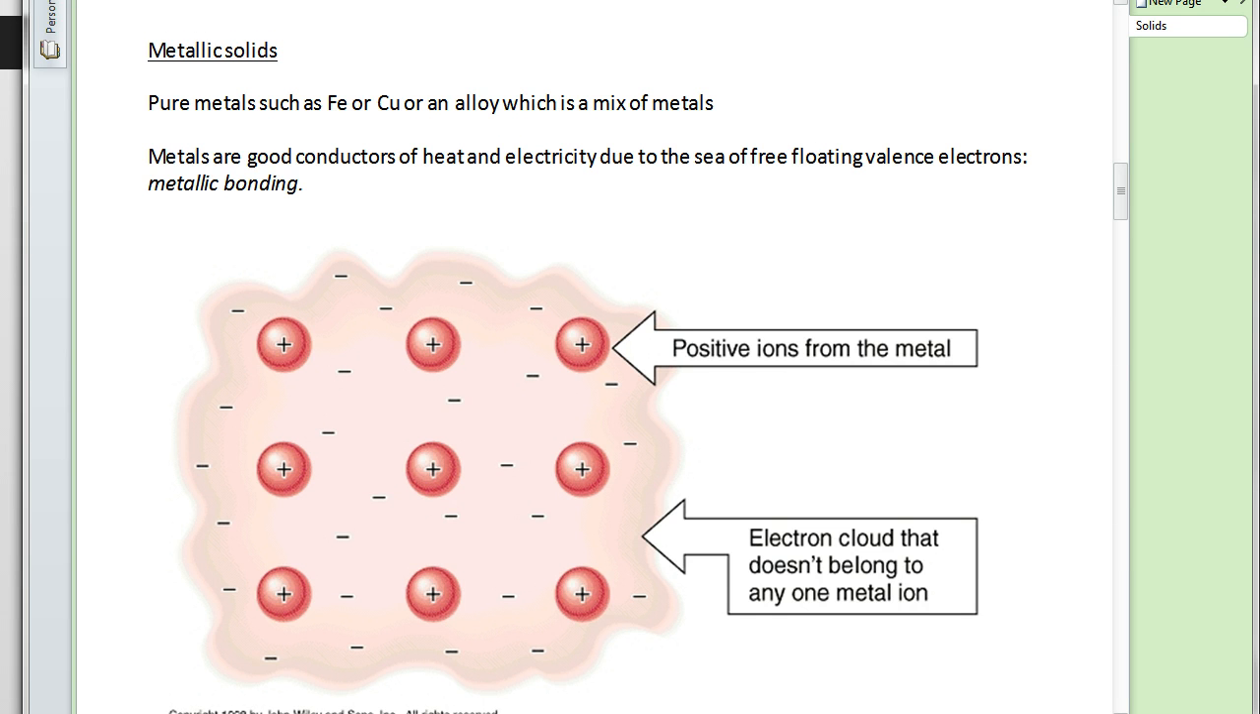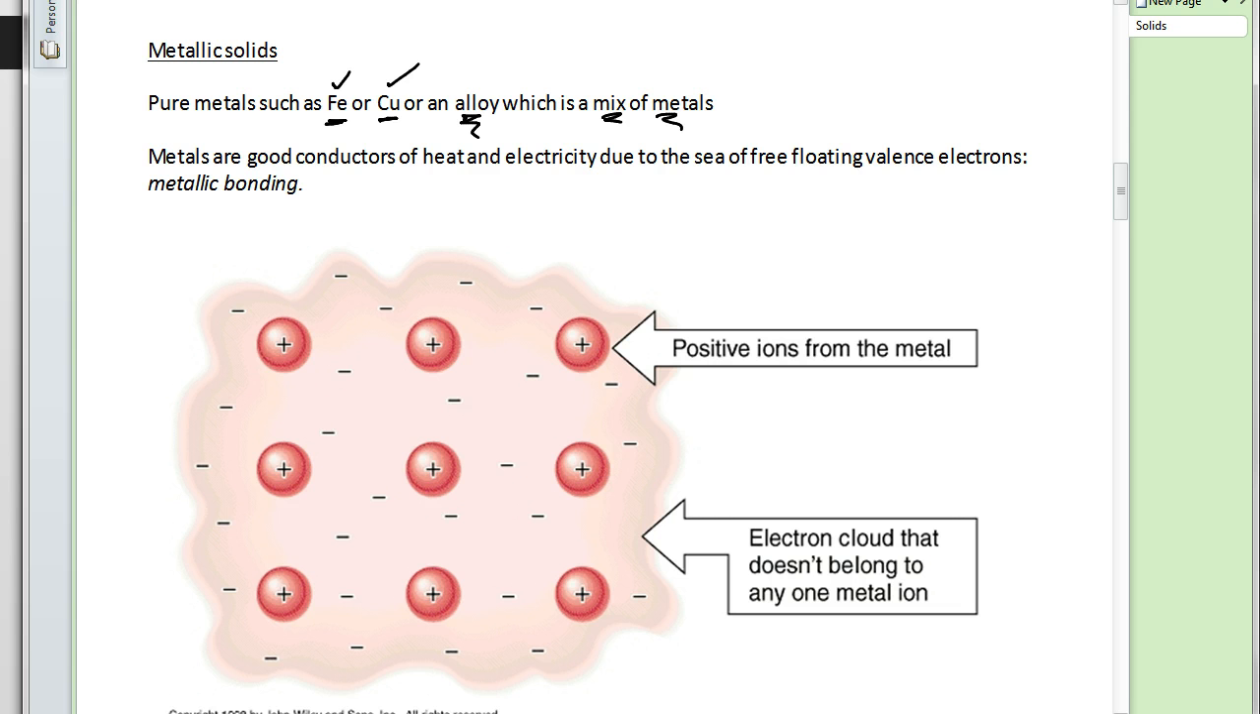Okay, let's talk a little bit about metallic solids now. When we're talking about metallic solids, we're talking about 2 different categories. First off, we can have a pure metal like iron or copper, and these are going to be just atoms of iron or just atoms of copper. And then we can also have an alloy. An alloy, a simple definition, is just a mix of metals. We'll talk more about that in a few minutes, but let's talk about the general structure first.